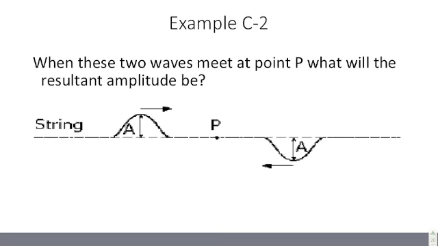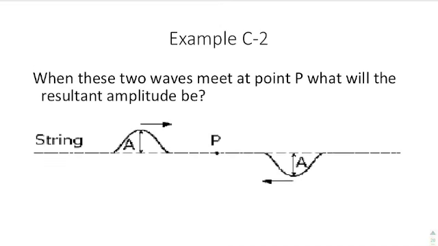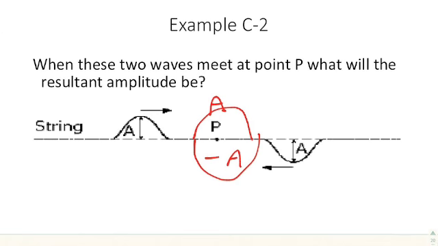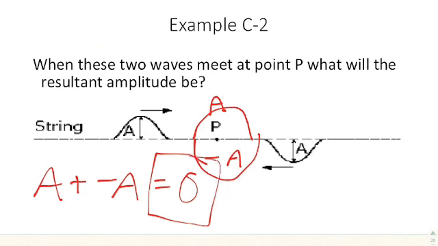And our last example says when these two waves meet at point P, what will the resultant amplitude be? People usually have issues with this at this point. They say there are no numbers. If you look at it, when they get to point P, this thing right here is going to have an amplitude of A, and this thing right here is going to have an amplitude of negative A. Remember, whenever you do superposition, you add the two things together. So when I add A plus negative A, the resulting amplitude is 0. Okay, so that's the answer to my question. The resulting amplitude would be 0, and this is an example of destructive interference.